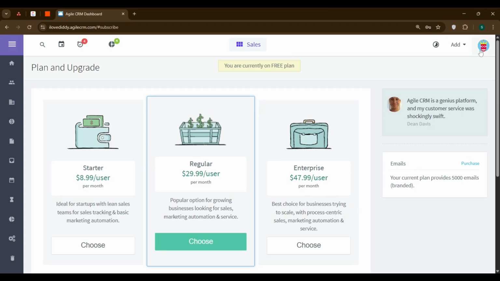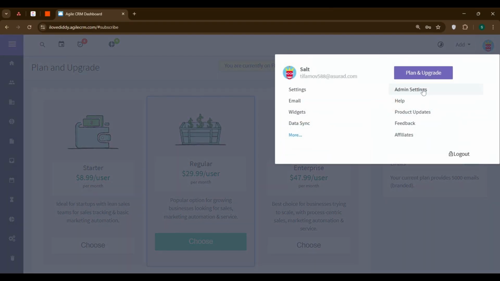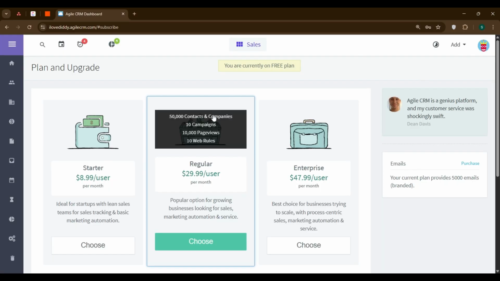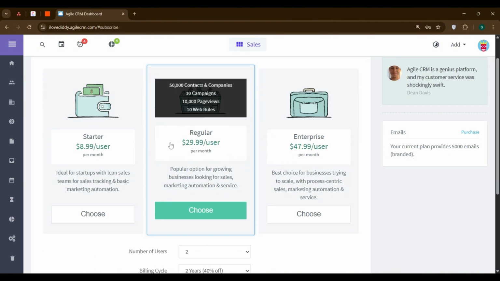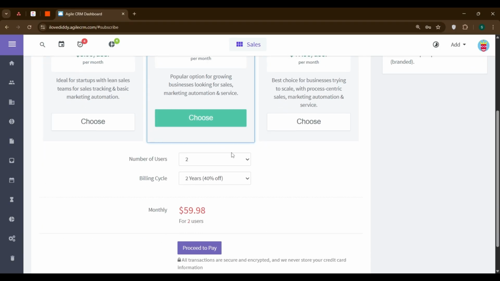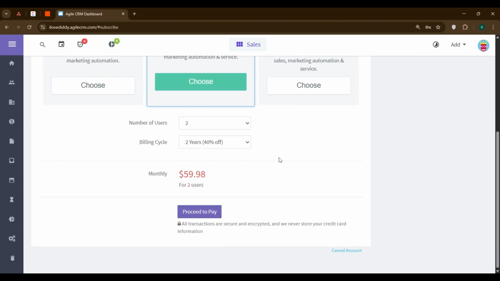Log into your Agile CRM, go to your account settings, and look for upgrade or plans and pricing. You'll see tiers like Starter, Regular, and Enterprise. Each adds more users, contacts, storage, and features like mass email campaigns and landing pages.